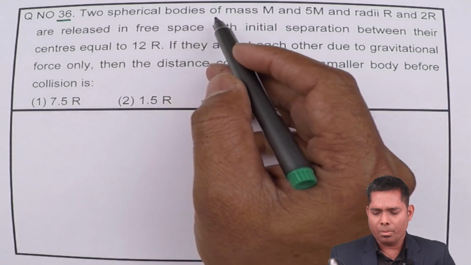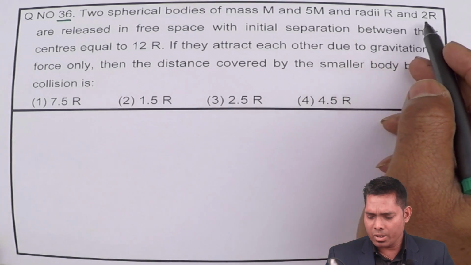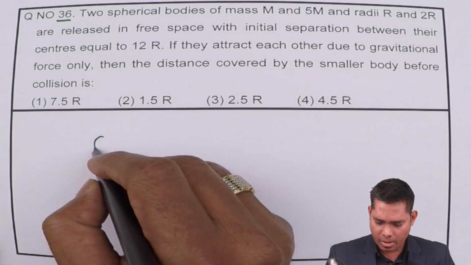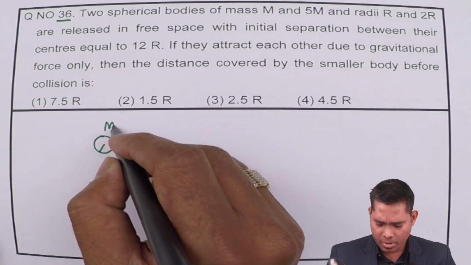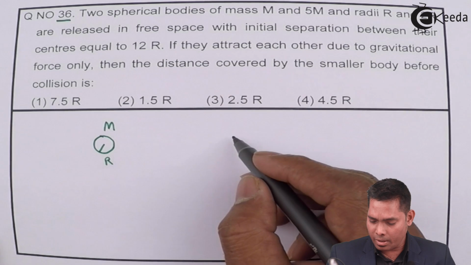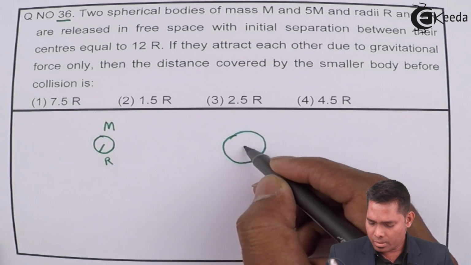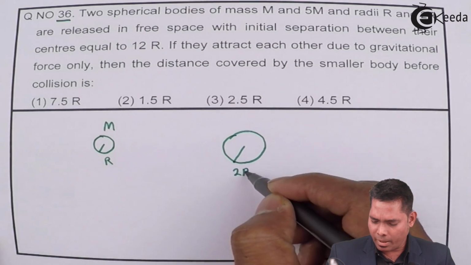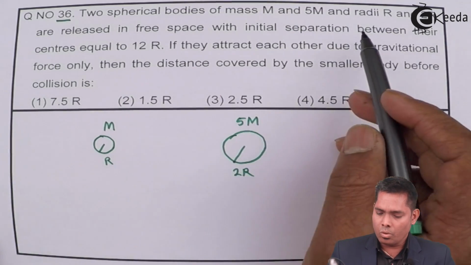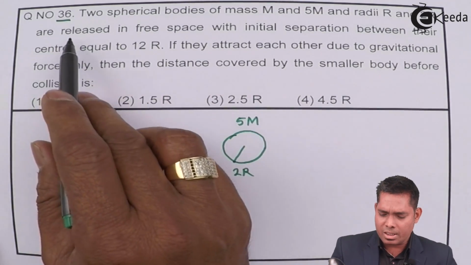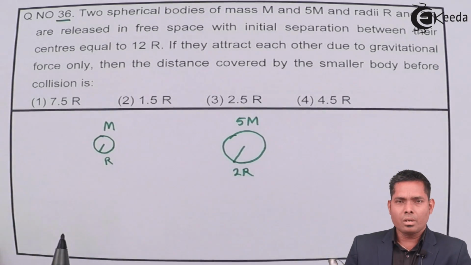Two spherical bodies of mass m and 5m, radii r and 2r. There is this mass m, radius is r. There is another whose radius is 2r, so it is double the radius, and mass is 5 times, 5m. These two spherical bodies are released in free space. So this is a free space.